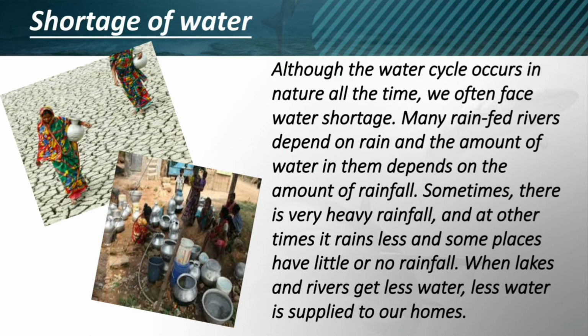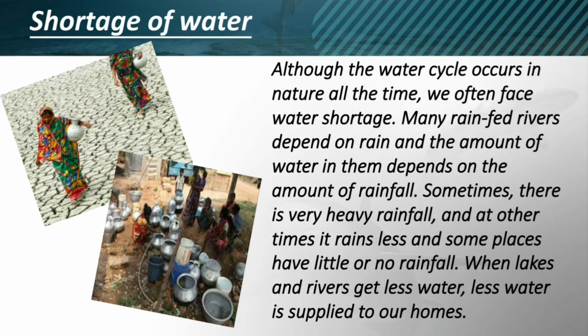Although the water cycle occurs in nature all the time, we often face water shortage. Many rain-fed rivers depend on rain, and the amount of water in them depends on the amount of rainfall. Sometimes there is very heavy rainfall and at other times it rains less, and some places have little or no rainfall. When lakes and rivers get less water, less water is supplied to our homes. So students, although we have a water cycle in nature, we often face the shortage of water.